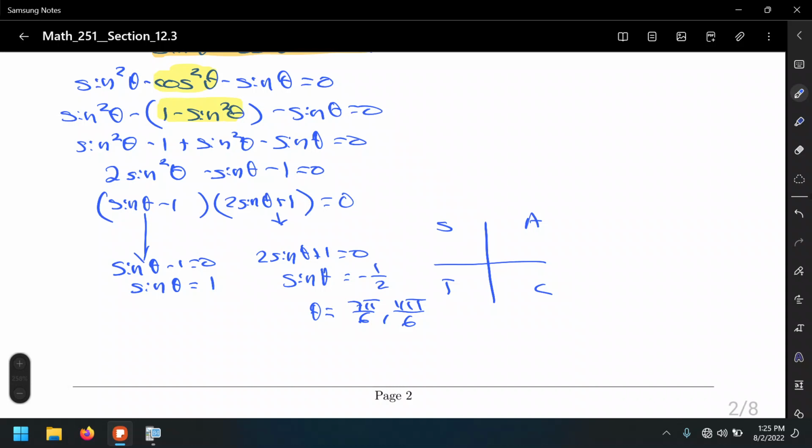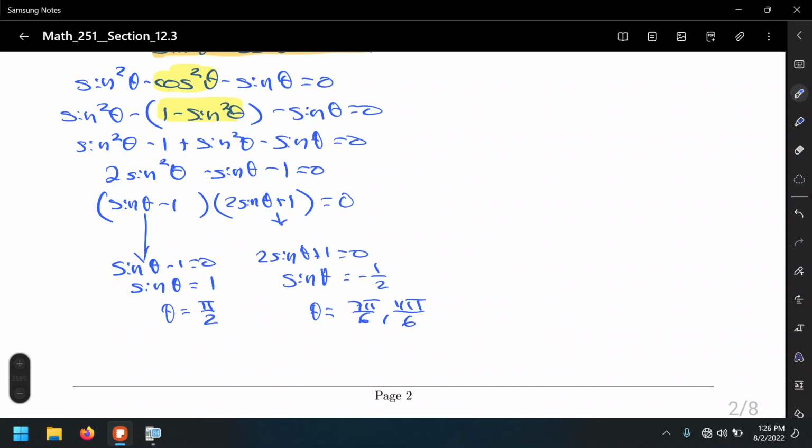So in this case, sine is positive in the second and the first, so the only two possibilities are the third and the fourth quadrant. And in this case, that's a negative 1/2, and that's pretty much 7 pi over 6 and 11 pi over 6 respectively. And for sine theta equals 1, what angle has a sine equal to 1, by the way? Pi over 2.